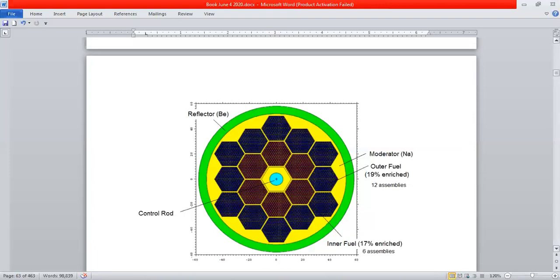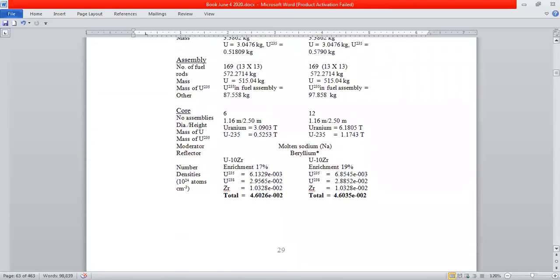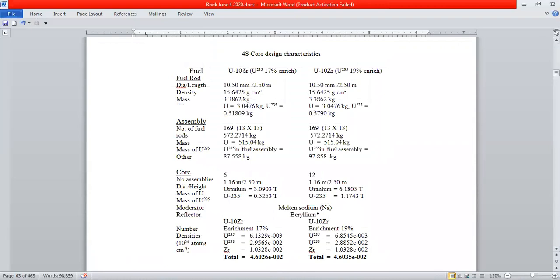So if you look at the parameters over here, you can see how much fuel is involved. So in the inner zone, the fuel is uranium-10 zirconium, and the diameter of fuel rods is about 1 centimeter. The height of a fuel rod is about 2.5 meters. 169 assemblies here, 169 outside, so 6 and 12.